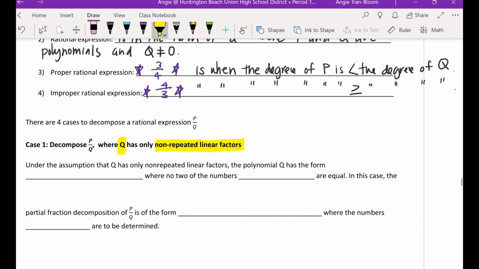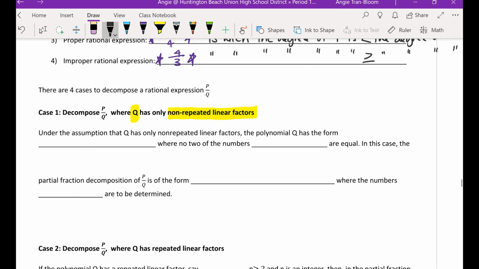Remember, linear is with the degree of 1. Okay, non-repeating means that any two of the factors cannot be the same. So what do I mean by non-repeating? Under the assumption that Q has only non-repeated linear factors, the polynomial Q has the form.